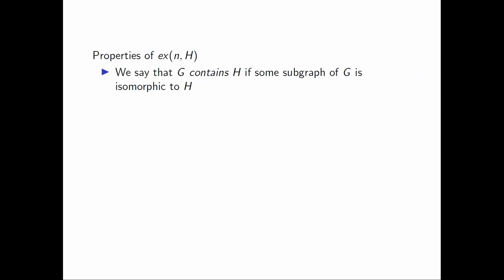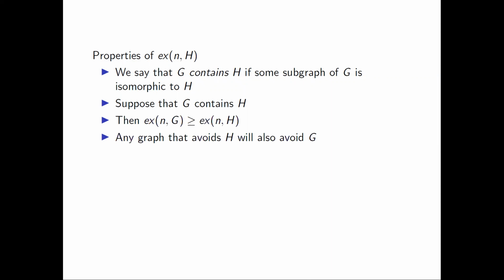We will say that a graph G contains a graph H if some subgraph of G is isomorphic to H. And if we suppose that G contains H, then I claim that the Turán extremal function of G is at least the Turán extremal function of H. Why is this? Well, if we have a graph that avoids H, then it also has to avoid G. Otherwise, if that graph contained G, then in the copy of G, we would find a copy of H.